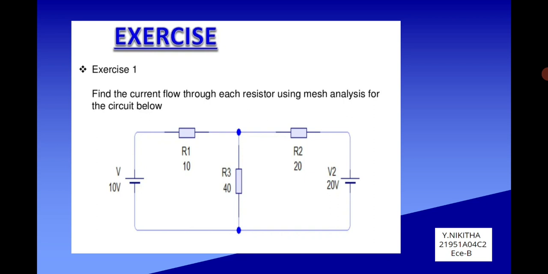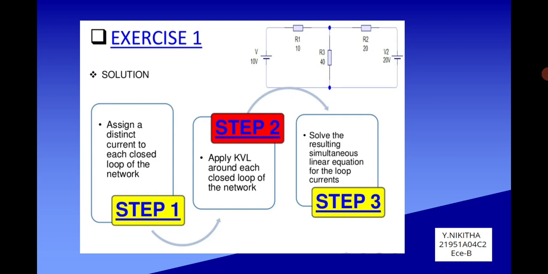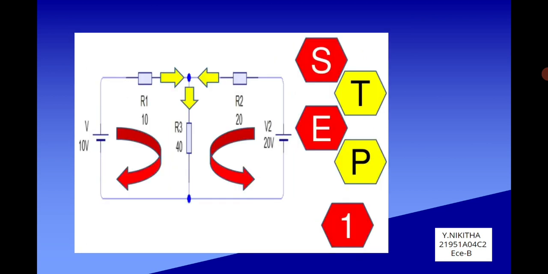Exercise 1. Find the current flowing through each resistor using mesh analysis for the circuit given below. Solution. Step 1: assign a distinct current to each closed loop of the network. Step 2: apply KVL around each closed loop of the network. Step 3: solve the resulting simultaneous linear equations for the loop currents. Step 1: assume the directions.